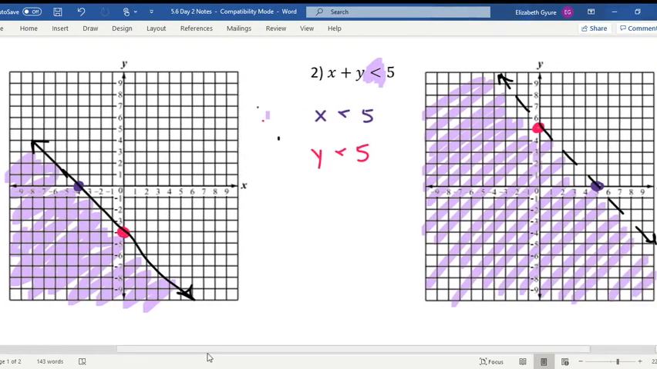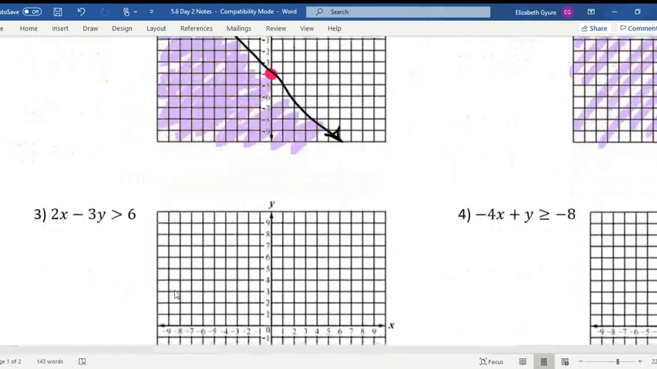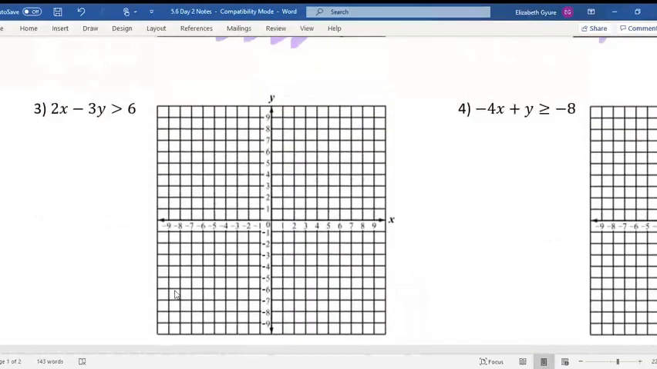Anything, though, on a solid line is an answer. Okay, so kind of like your open versus your closed circles. Anything on a solid line is an answer. Anything in a shaded part is an answer. But anything on a dotted line or anything in the not shaded part, it won't work. It's not part of the answers. All right, so we just have some more examples underneath and then a few on the back.